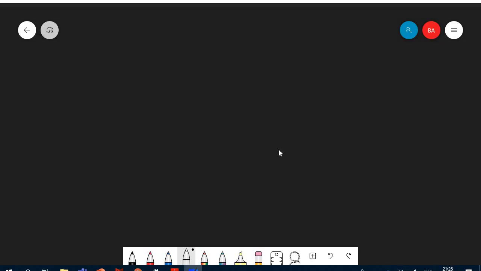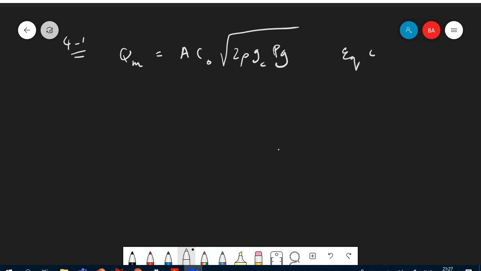So what do I have? I have 4.1, and what you want to calculate is the leakage rate, which is equal to A times C naught times the square root of 2 rho gc PG. This is equation 4.7, which, as you know, is the flow of a liquid through a hole. We just said that there is a hole, so this is a flow of liquid through a hole.